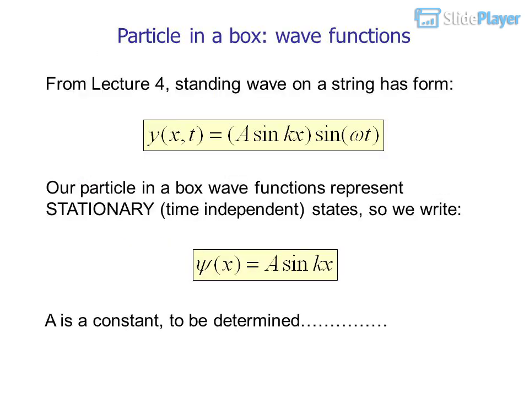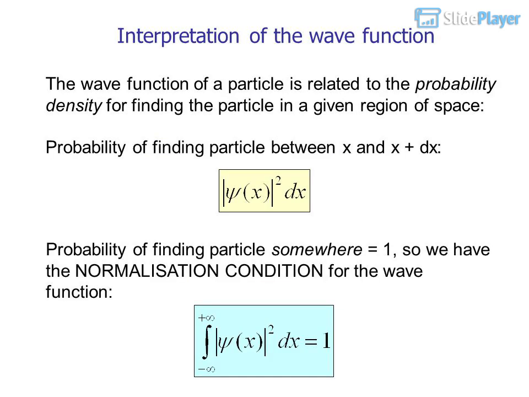Particle in a box, wave functions. From Lecture 4, standing wave on a string has form. Our particle in a box wave functions represent stationary, time-independent states, so we write ψ(x) = A sin(kx), where A is a constant, to be determined. Interpretation of the wave function.